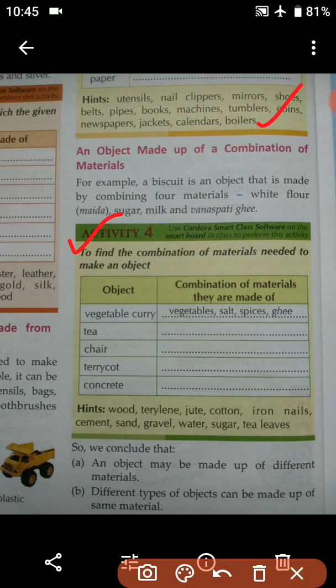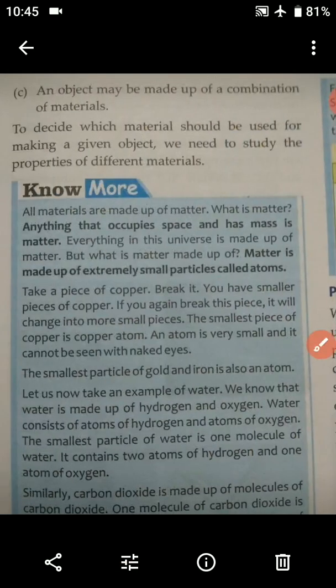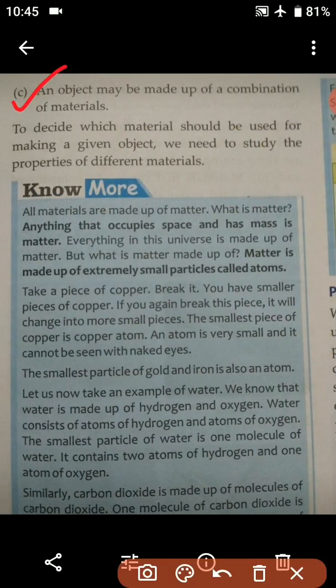So from here we can conclude that an object may be made up of different materials. Students, we already understood that an object can be made up of different materials, okay? Number B, different types of objects can be made up of the same material. For example, from plastic we can make different types of objects, right? So now an object can be made up of a combination of materials, okay?